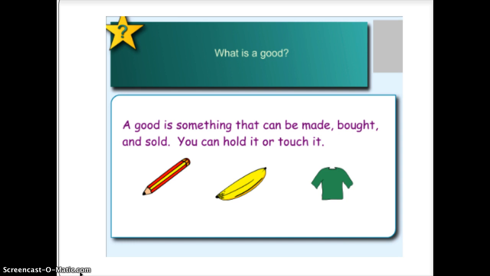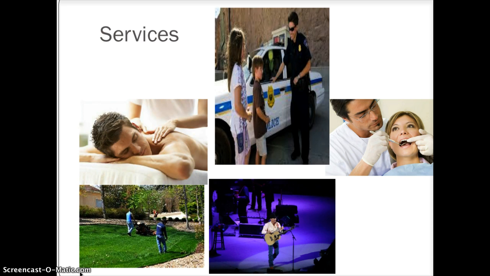A good is anything that you can touch, like a pencil, a banana, and I guess that green fashionable sweater there on the bottom right would be a good, something you can physically touch, versus a service. These are all services here. Getting a massage, the police provide services.